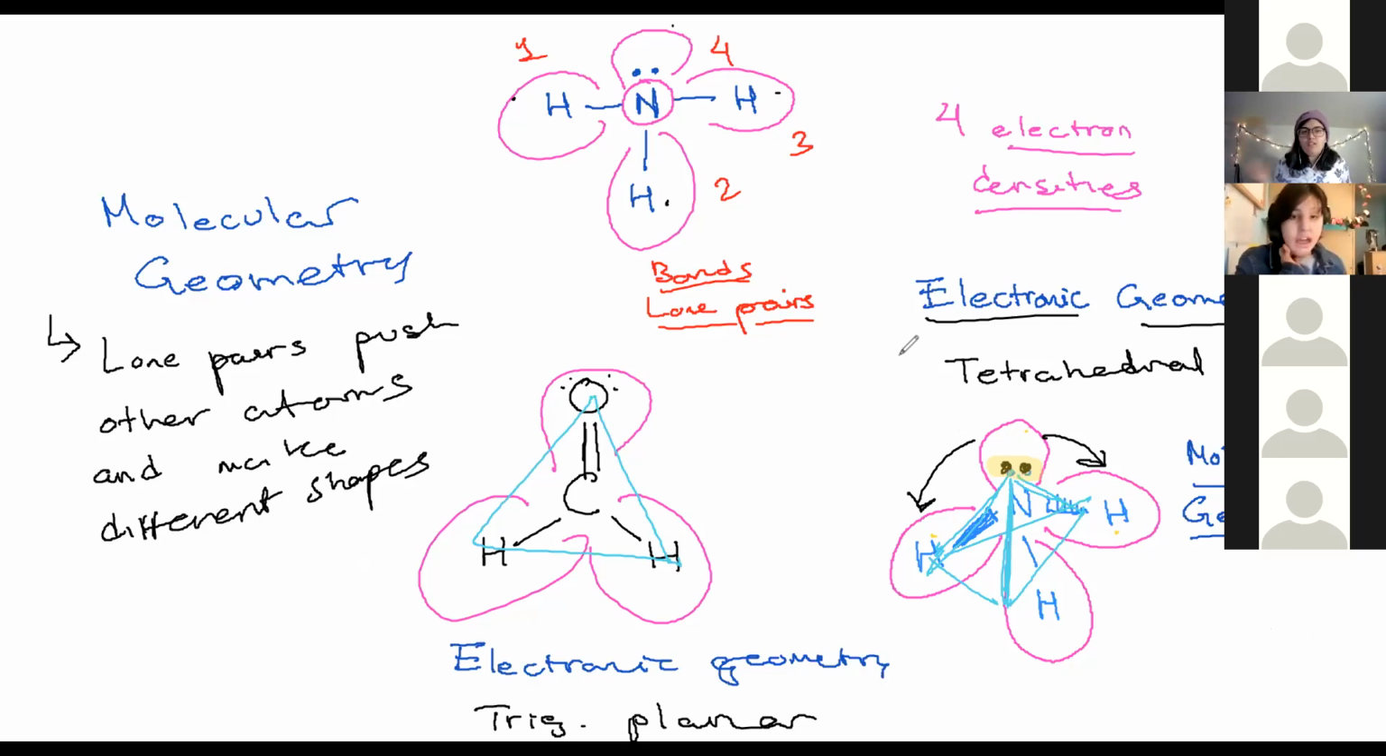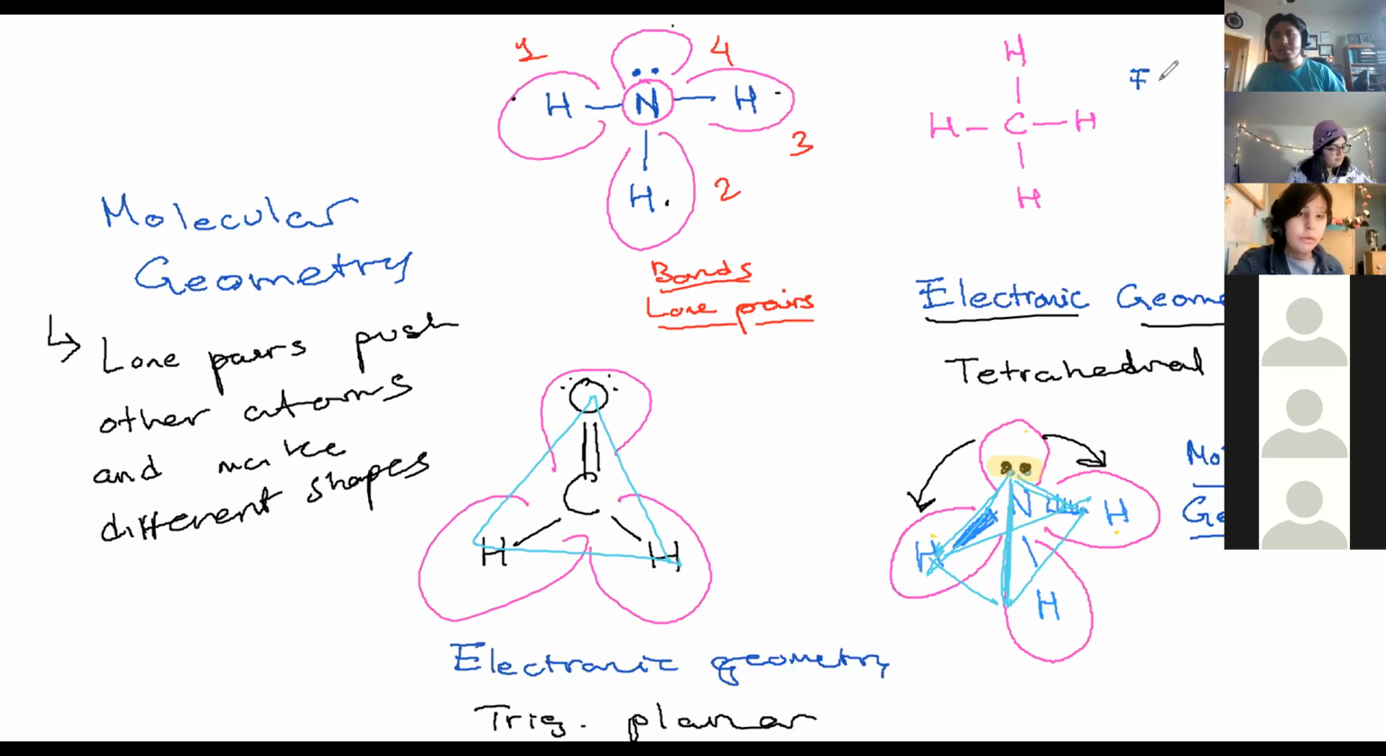So you guys notice how the molecular geometry is going to change if you have any lone pairs. If you don't have any lone pairs, the electronic geometry and the molecular geometry are going to be exactly the same. For example, this is methane. What's the electronic geometry for this one? Tetrahedral as well. And the molecular geometry for this one, since we don't have any lone pairs, is tetrahedral too.